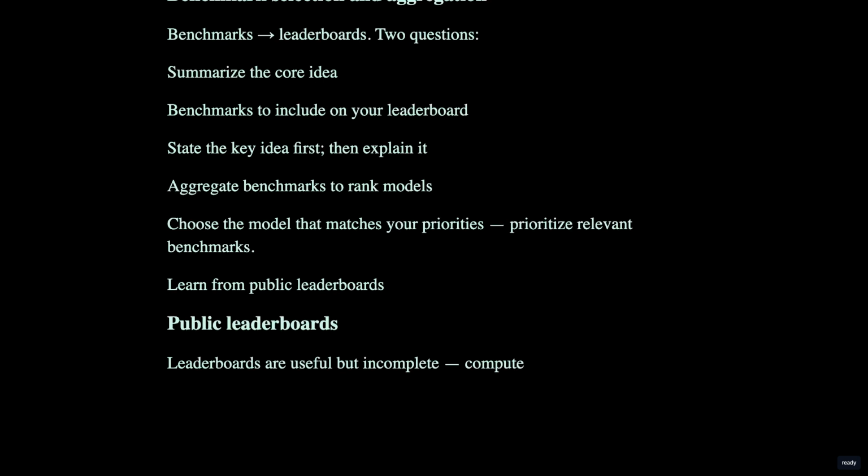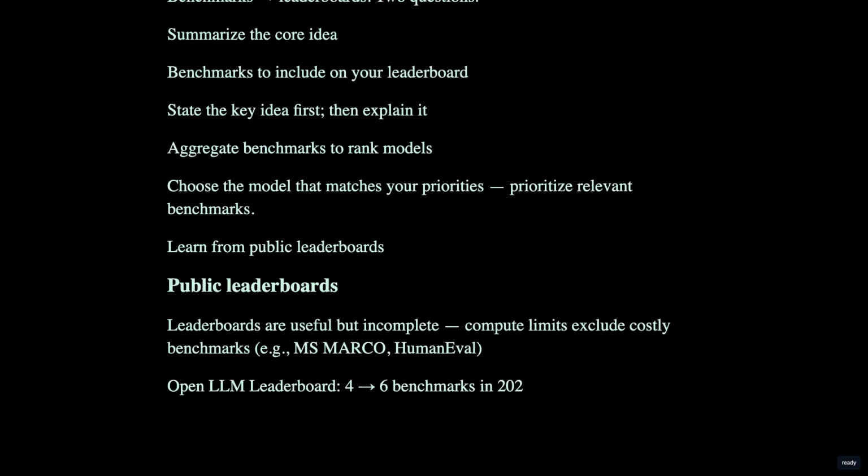Public leaderboards give a helpful snapshot of model performance, but they can't cover every benchmark because evaluations cost compute. For example, HELM Lite left out the MS MARCO retrieval benchmark, and Hugging Face opted not to run HumanEval, both decisions driven by high computational expense.